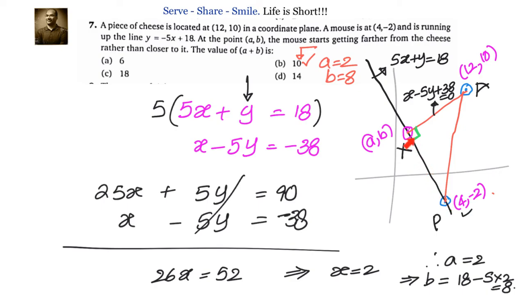So let's summarize this problem. We have been given that a piece of cheese is located at (12, 10) in a coordinate plane. A mouse is at (4, minus 2) and it is running up the line y equals minus 5x plus 18. After a particular point, it finds that it is going away from the cheese instead of nearer to it. That means we have just crossed the point which is the shortest distance. So these 3 points should form a right angle triangle.